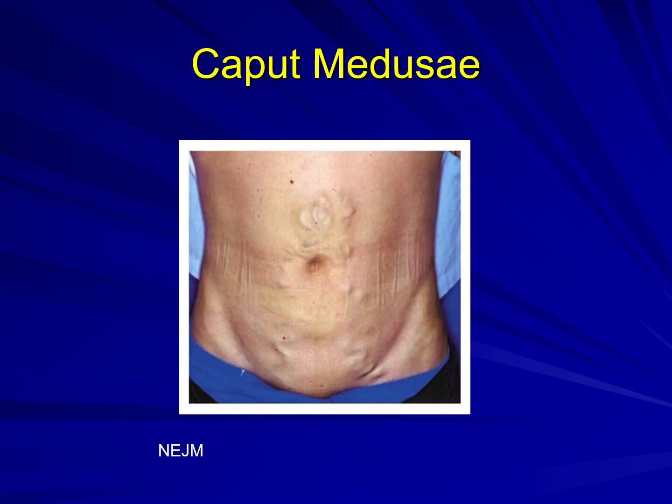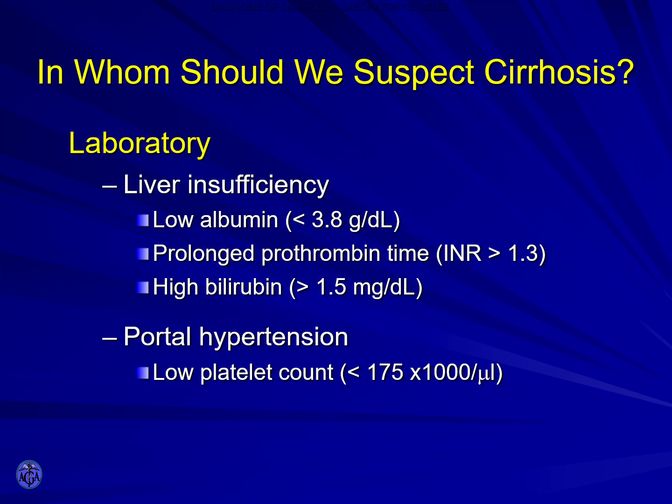This is a picture of a caput medusa where you have varices or dilated veins that radiate from the umbilicus, and that's a sign of portal hypertension that you see in cirrhosis. So what are the laboratory findings in cirrhosis?